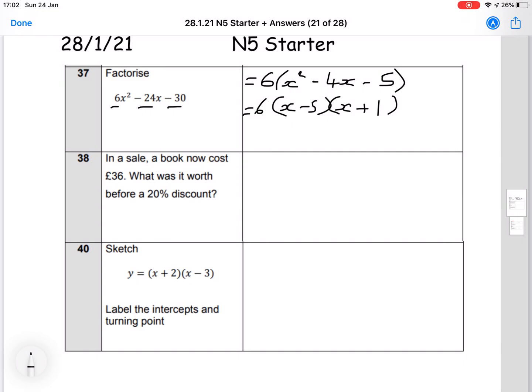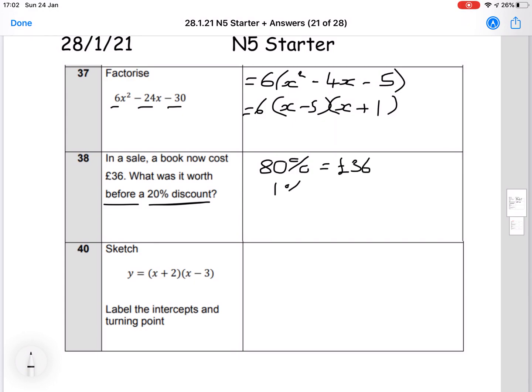Question 38, we have in a sale a book now costs £36. What was it worth before a 20% discount? So this is a reverse percentage because we've already had a discount applied to this price. If it's a 20% discount, it means that the value of this is 80% of the total cost. So 80% is that £36.